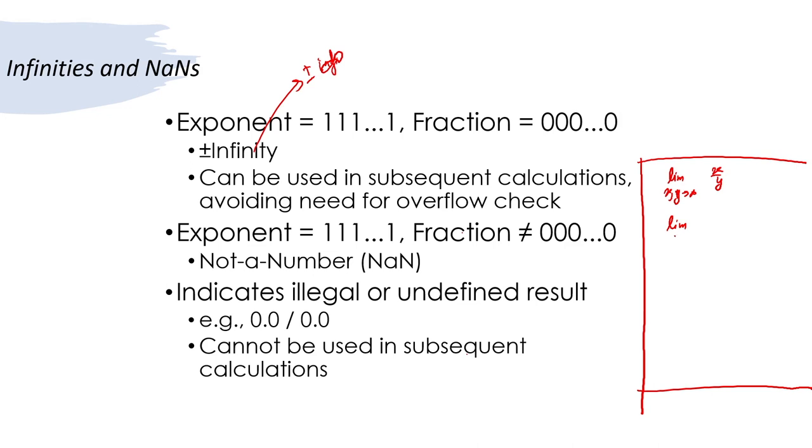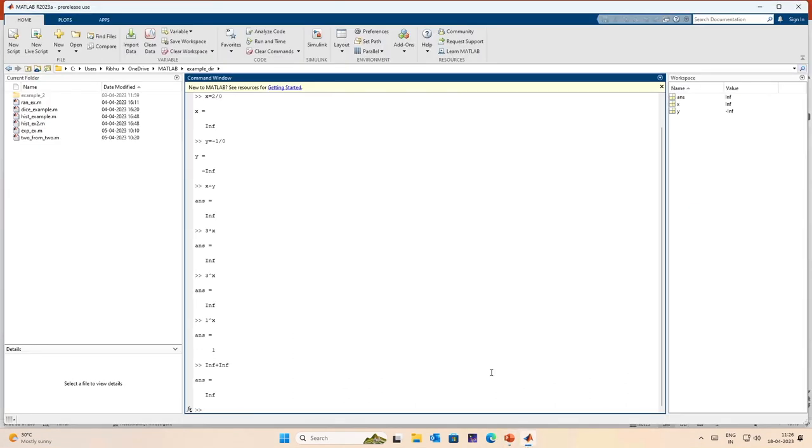Infinity divided by infinity, 0 by 0, etcetera. So, a NaN, not a number, cannot be used in subsequent calculations since this is an illegal operation. So, let us say that infinity minus infinity is not a number, or minus infinity plus infinity is not a number. Similarly, 0 divided by 0 is not a number.